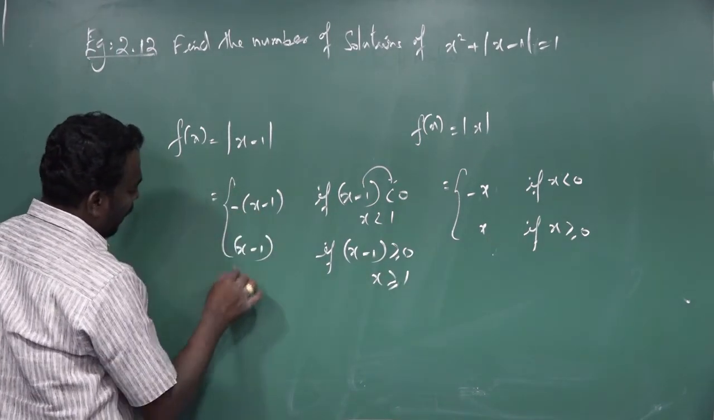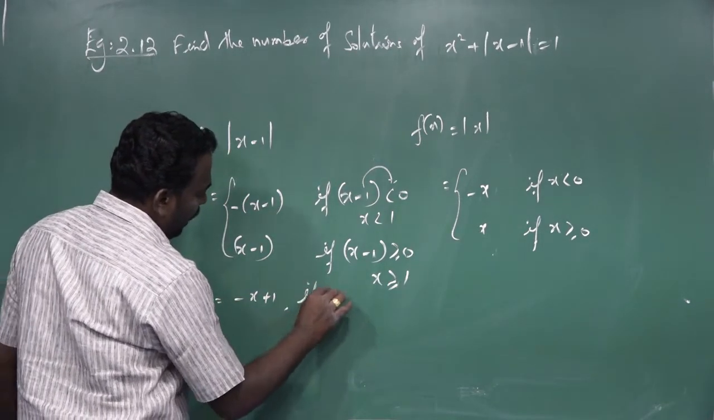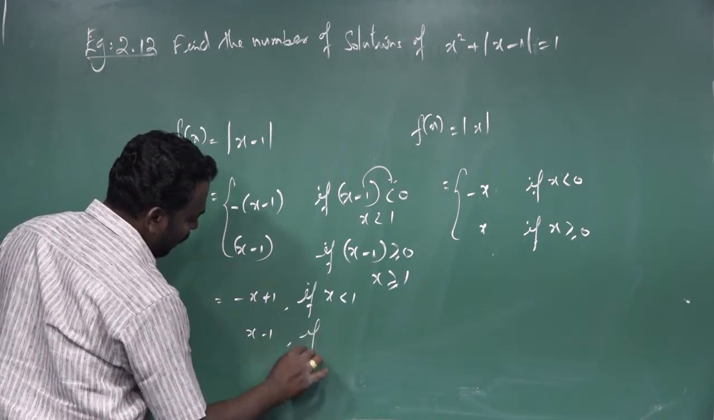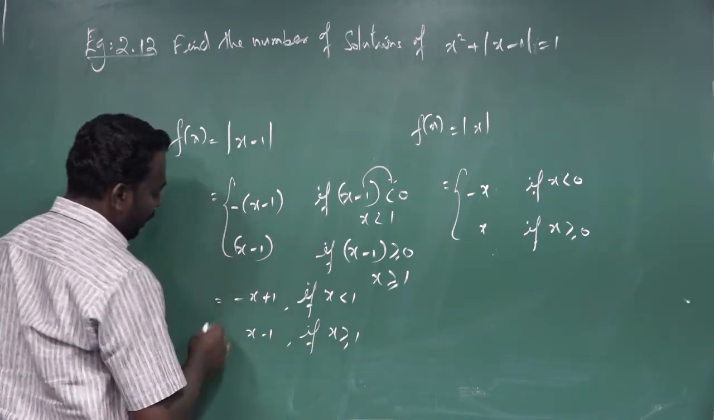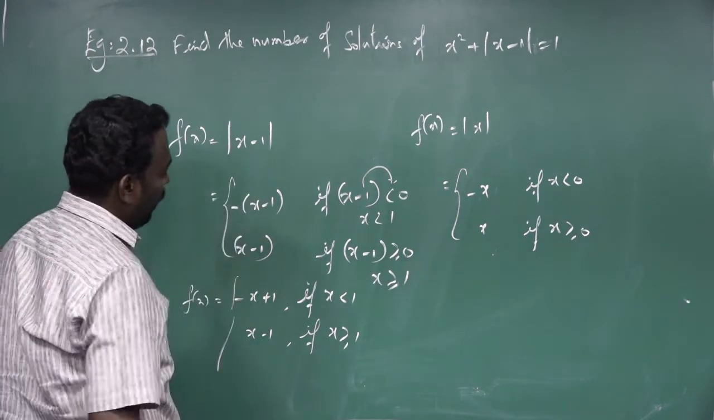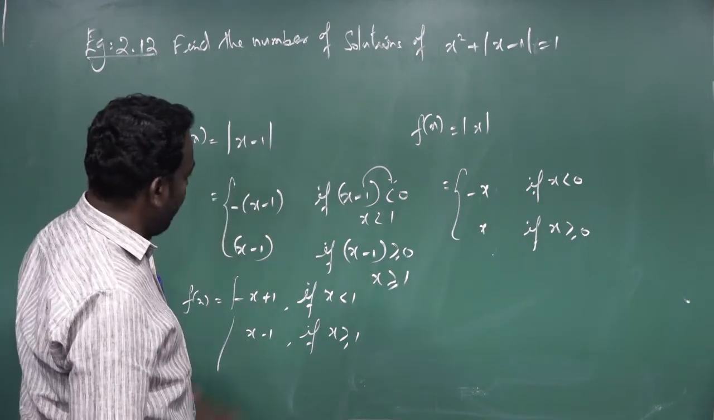If you multiply into the bracket, it is minus x plus 1 if x is less than 1, and x minus 1 if x is greater than or equal to 1. That is the function value of the modulus of x minus 1. Now, using this modulus of x minus 1, we have to simplify here.